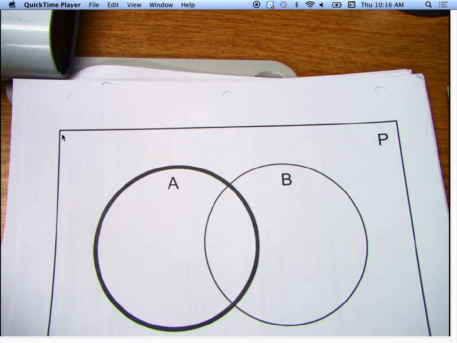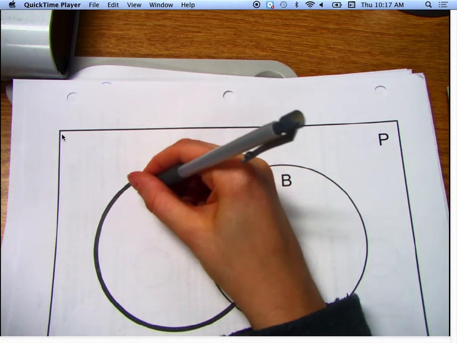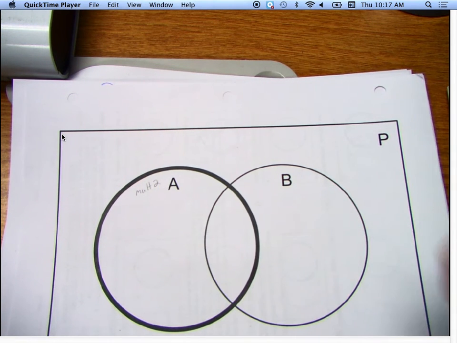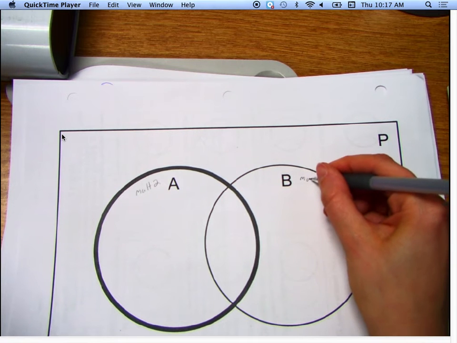We're going to use the warm-up as an example. So P is my sample space. It's everything I'm taking it from. And in P, I'm using all the numbers from -1 to -20. A only stands for multiples of 2. B stands for multiples of 3.